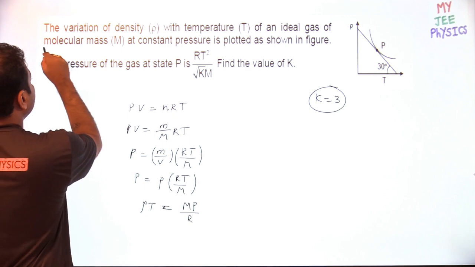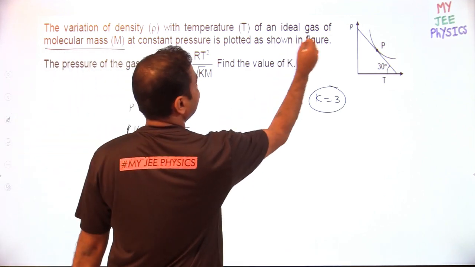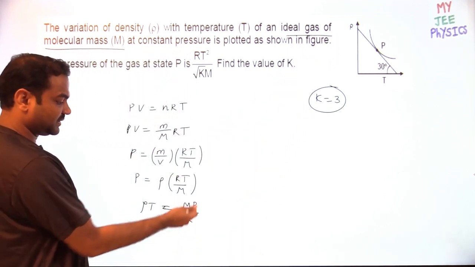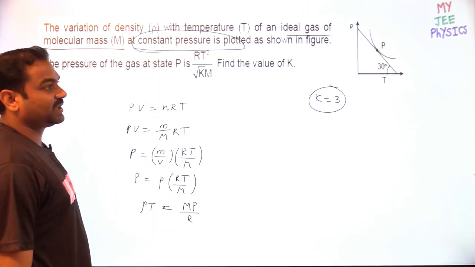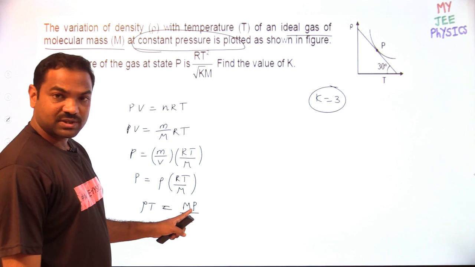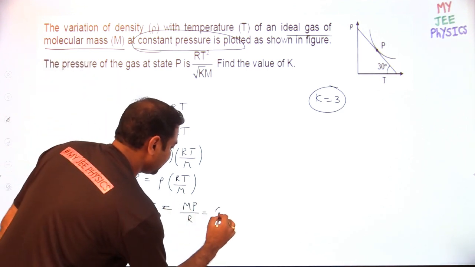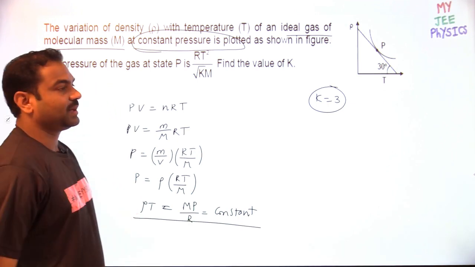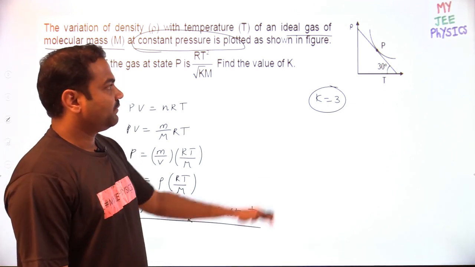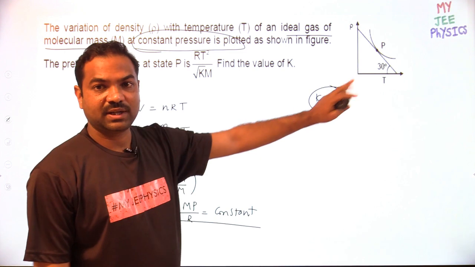Okay. So the molecular mass M is given, which is constant, and they have given constant pressure. At constant pressure it is plotted. That means pressure is constant, M constant, R constant. So rho into T is constant. Then what is the given graph? The given graph is a rectangular hyperbola.